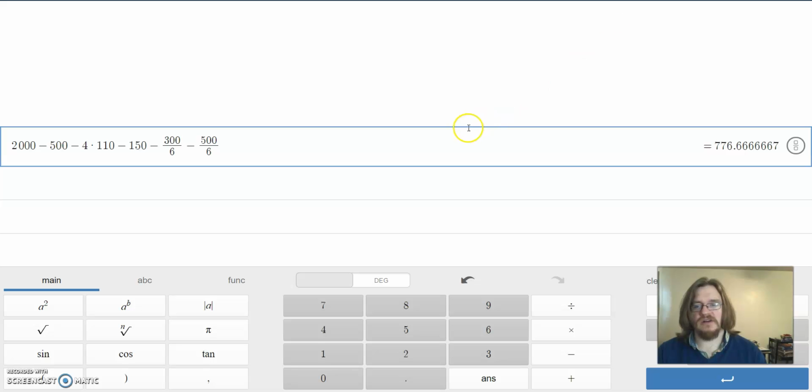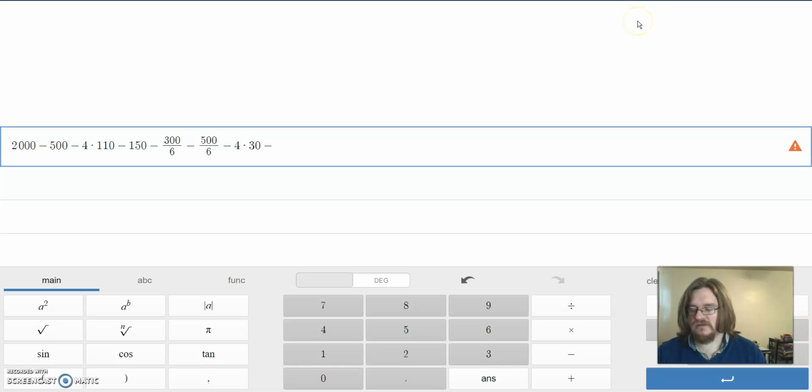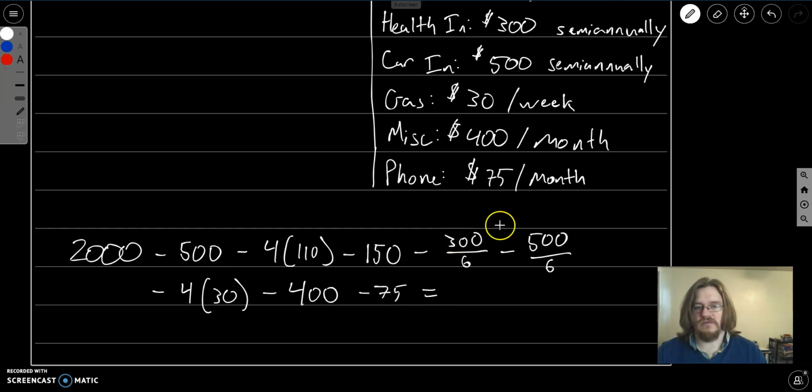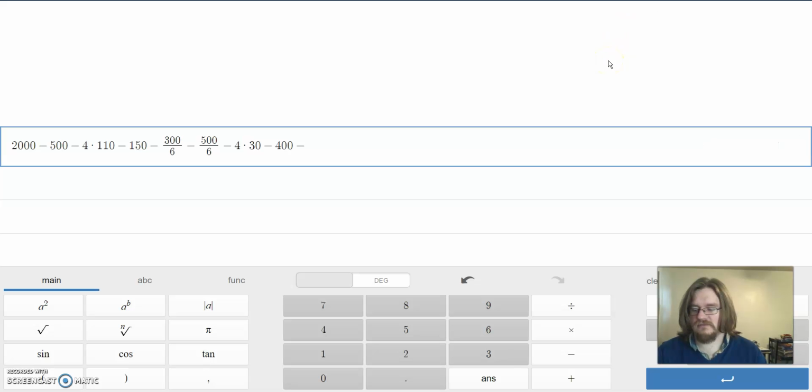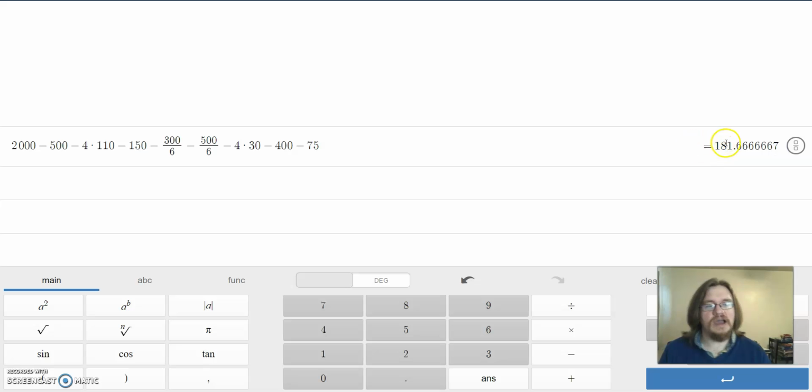Spent $30 on gas each week, so 4 times 30, minus 400, minus 75. So every month, this number right here is going to be our net monthly cash flow. And what I'm going to do is round this to the nearest dollar. So this is going to be 181 point, what looks like 6 forever. So when I round this, it'll be $182.